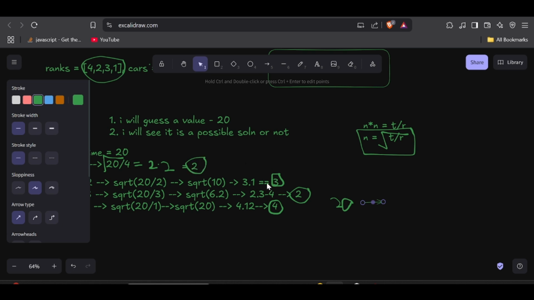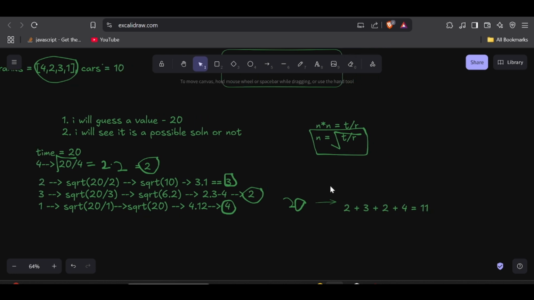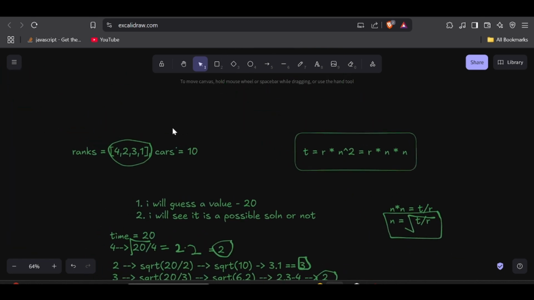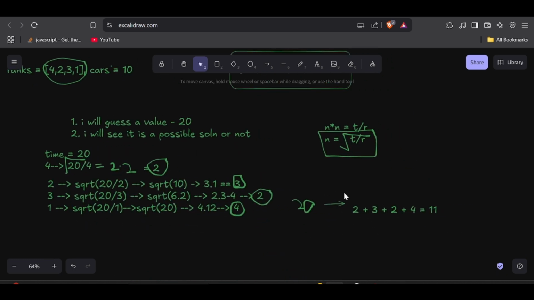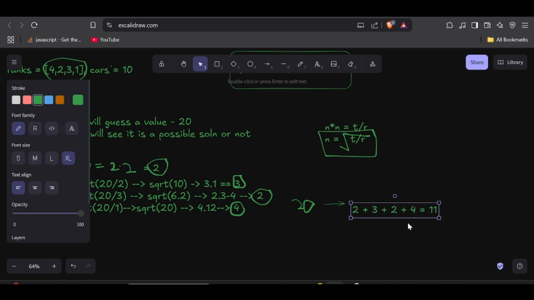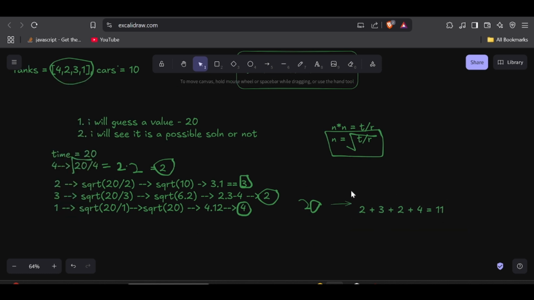So it will be 2 plus 3 plus 2 plus 4. Let's calculate it: 2 plus 3 is 5, 5 plus 2 is 7, 7 plus 4 is 11. Okay, so in 20 minutes they were able to repair 11 cars, and we need to repair 10 cars. It means they can repair more than the cars required. So it can be a possible solution for our answer.